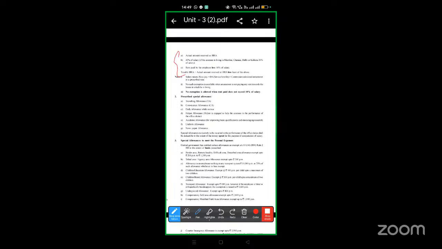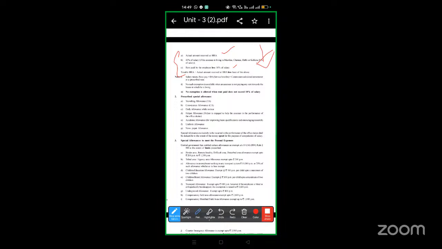Under that, the first one is the actual HRA received, the next one is 40% of salary, or 50% of salary in case of Mumbai, Chennai, Delhi, and Kolkata, and the third is rent paid by the employee minus 10% of salary. Out of these three, whichever is less, that will be given as exemption for HRA.